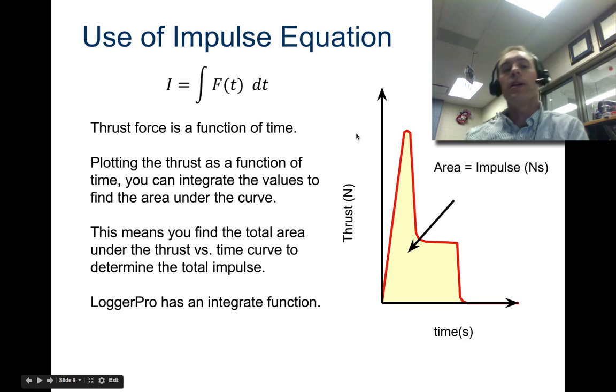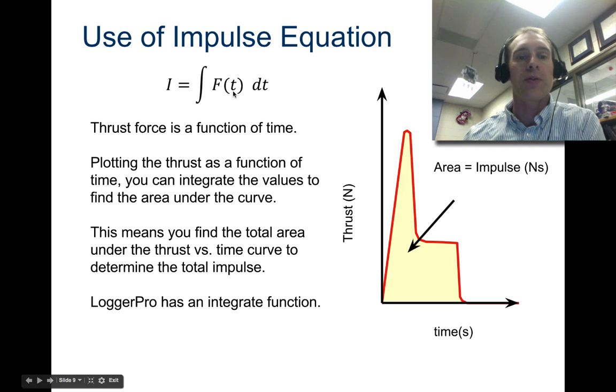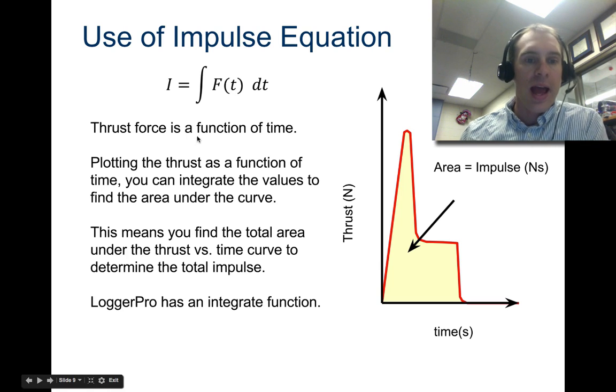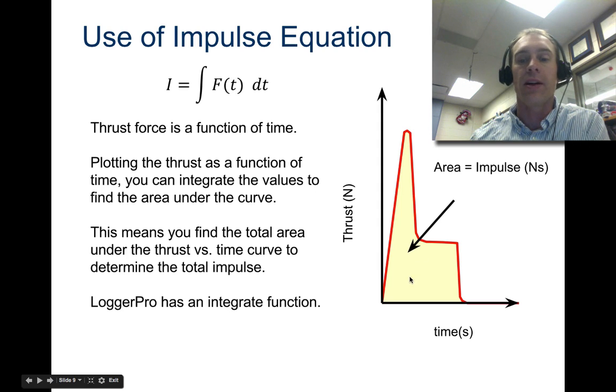Now, this is where we're going to use this. The value for impulse is the integral of force with respect to time. And so thrust force is a function of time. If you plot the thrust as a function of time, you can integrate the values to find the area under the curve. So when we thrust our rockets, the total area under this thrust versus time curve is the total impulse. And Logger Pro will integrate this for you. So you don't need to know calculus. It will all be done for you.